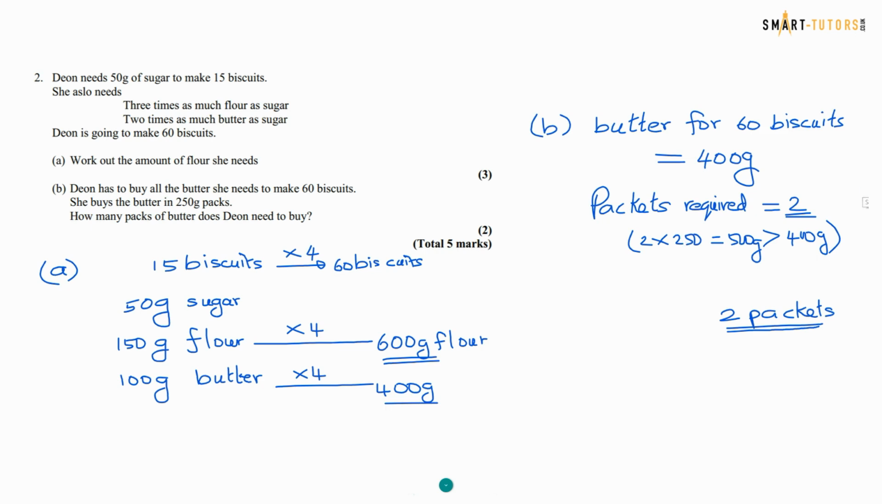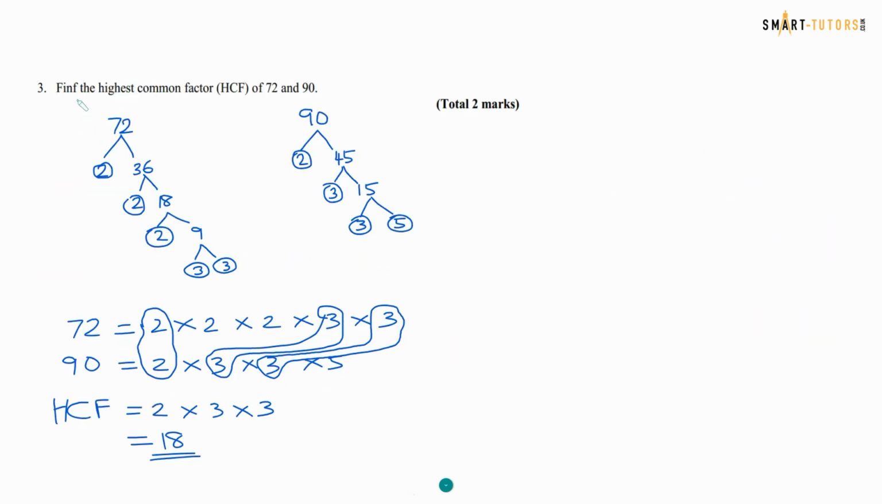Question number 3. Find the highest common factor, HCF, of 72 and 90. So write down the factors of 72, write down the factors of 90. Pick the common factors for both, which are 2, 3 and 3. If you times them together, that is the highest common factor. So pick up the common factors and times together, that gives the highest common factor.